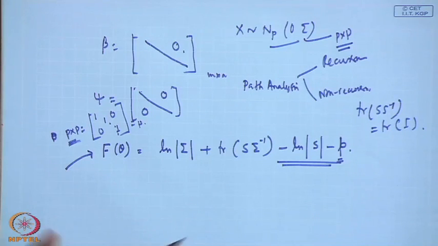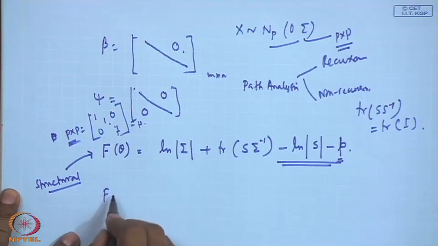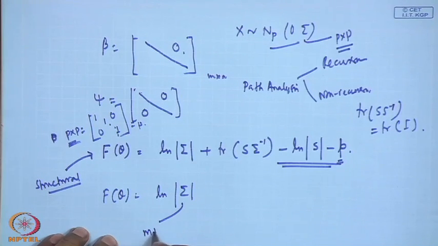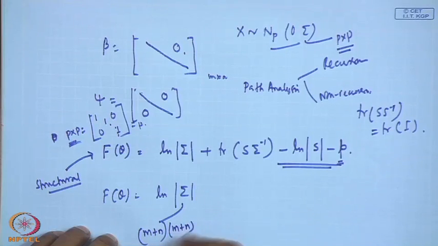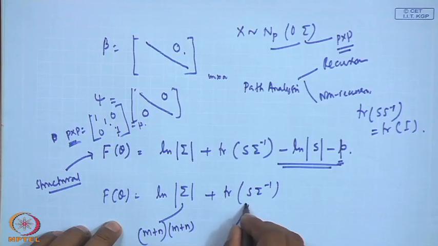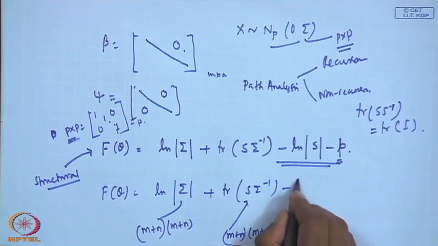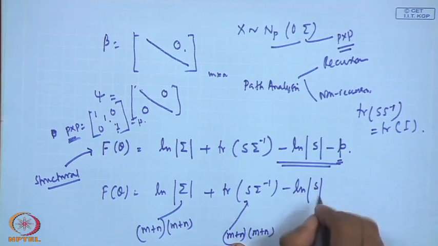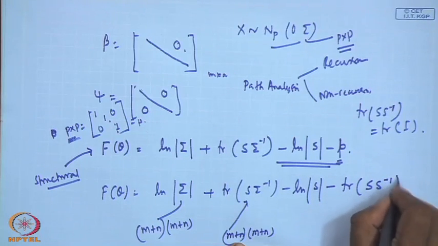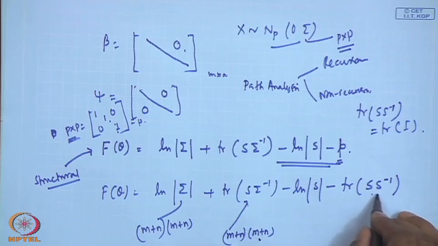So, that means in the same manner if you proceed, you will be getting for the structural model a fit function which is known as f theta, which can be written like this, where again I am writing that the order of this matrix is m plus n cross m plus n, plus trace of S sigma inverse, again the order of S will be m plus n cross m plus n, minus the same thing will come, that is minus log of determinant of S. Now, here S is m plus n cross m plus n.